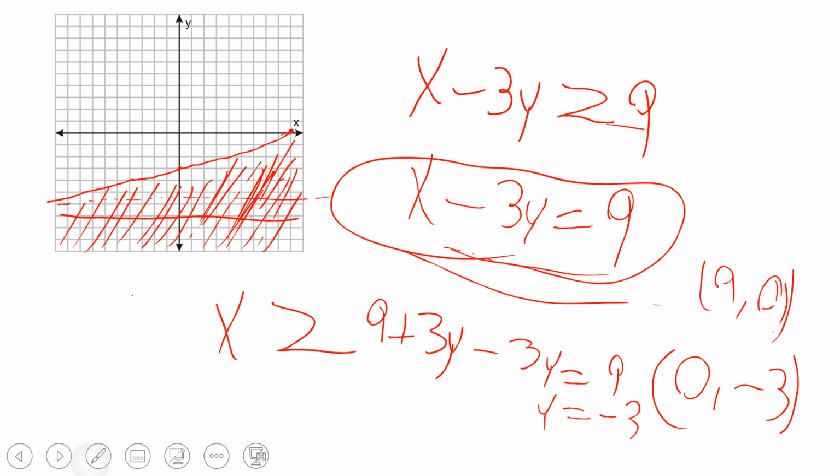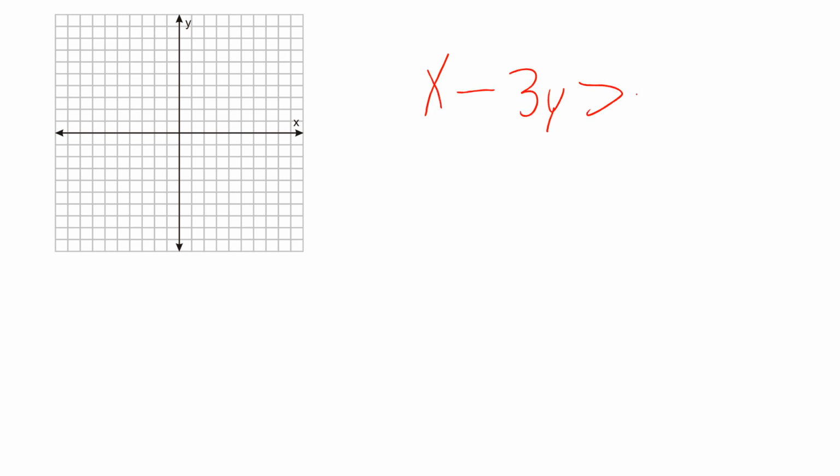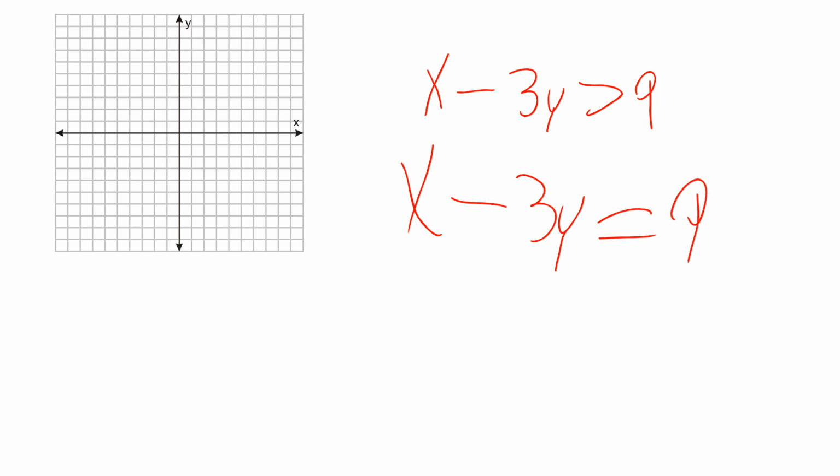Now, we're going to try a little different example: x minus 3y is greater than 9. Here it's strictly greater than 9. So we take this and convert it to a linear equation, x minus 3y is equal to 9. Note that this does not satisfy the inequality; we're just doing this to get a better understanding.